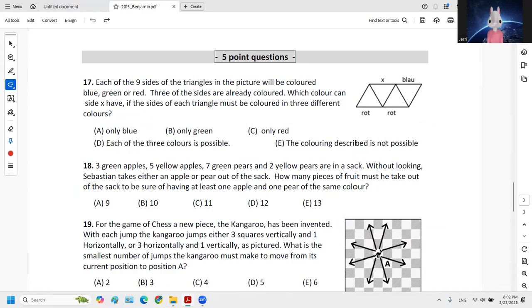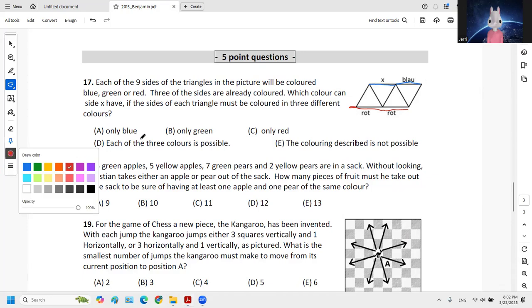So now, these 2 are red. And this is blue. So now, if X was blue, then this would be red, and this would be red. And then one of these would have to be red, so then it doesn't work because then they're all red.